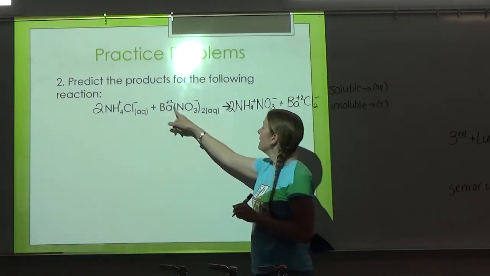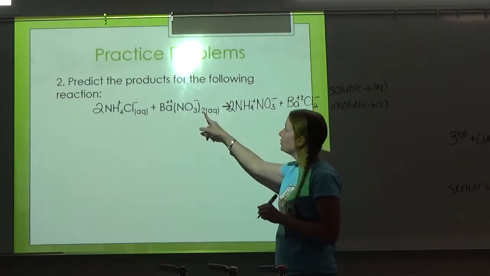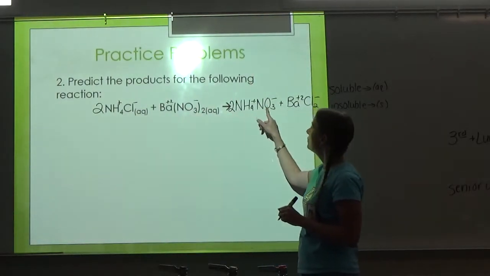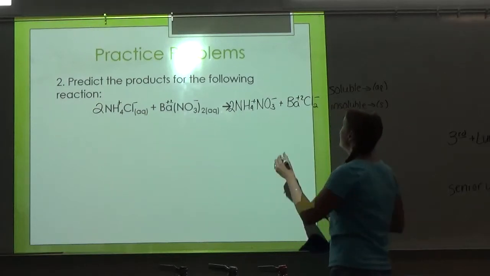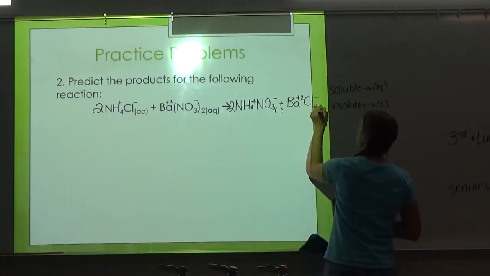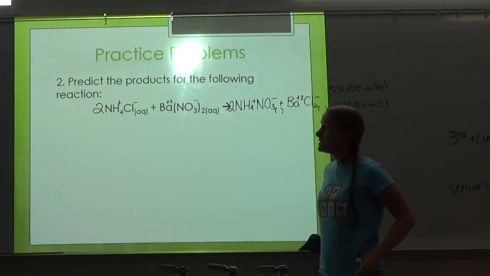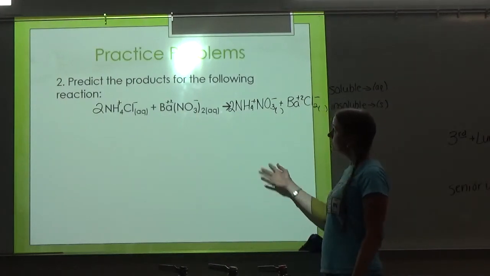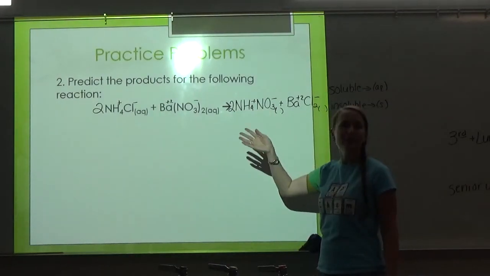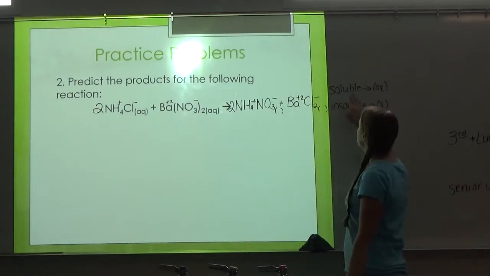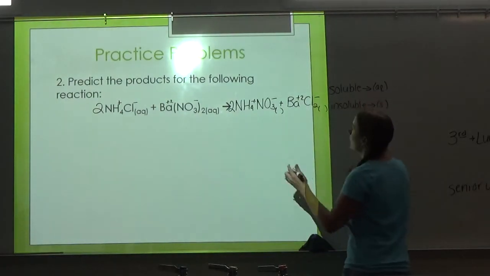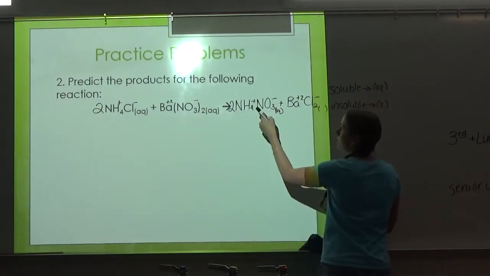I have 1 Ba, 2 nitrates, 2 nitrates. So everybody's balanced. So last step is let me determine, am I going to get a precipitate or not? So if you look at your solubility rules, you can look at either one. Ammonium and nitrate are aqueous. Are soluble. And so soluble is aqueous, so this will not be a precipitate.